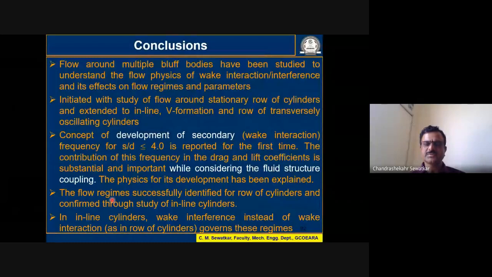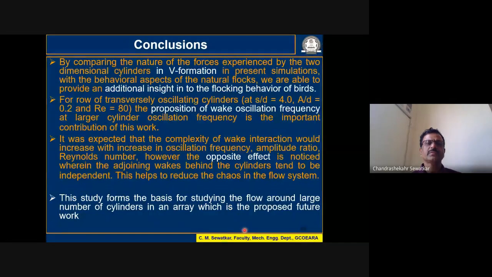The flow regimes successfully identified for the row of cylinders were confirmed through study of inline cylinders. So we have identified 4 flow regimes. One is synchronous, second is quasi-periodic 1, third is quasi-periodic 2, and fourth is chaotic. In inline cylinders, the wake interference instead of wake interaction governs these flow regimes. So we have done the work with V formation also, but the conclusion for V formation and the other for oscillating cylinders, I'm not going to talk about.